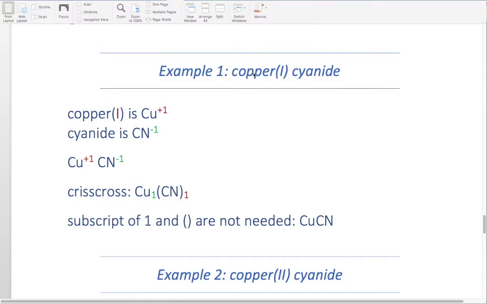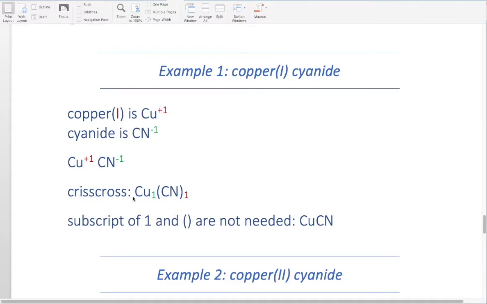First, you say copper(I). The Roman numeral I means it's copper, which is Cu, with a +1 charge. Cyanide is CN, it's a polyatomic, and it has a -1 charge. That's something that you would just have to know, but I'll be giving you a list of some polyatomics to remember and what their charges are. There are only a handful of common ones that you really need to know. So if you put them together, you've got copper +1 and cyanide -1.